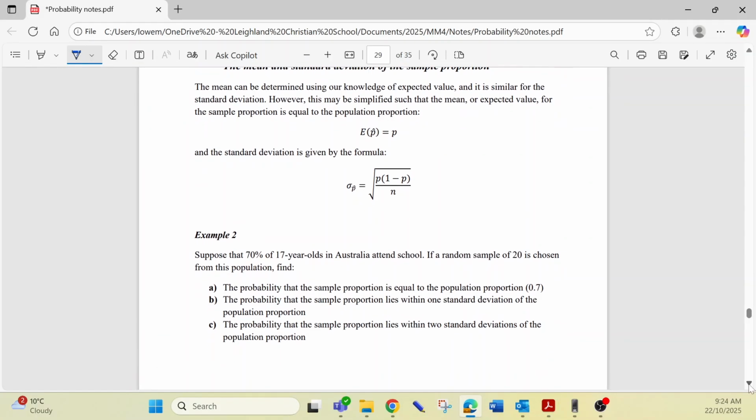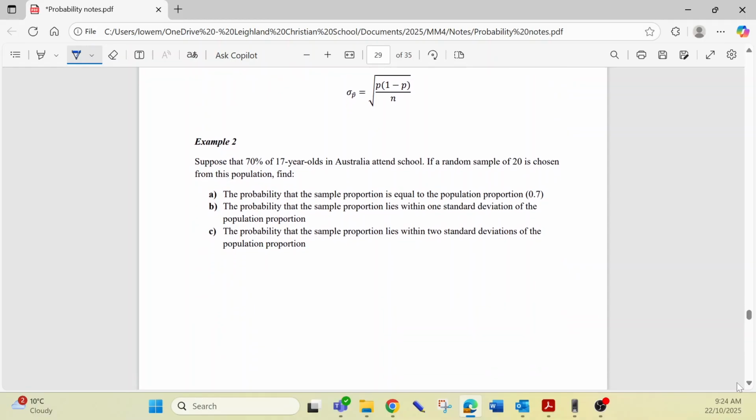All right, so let's continue with this theme of 17-year-olds in Australia attending school. If a random sample of 20 is chosen, we've still got 70% as the population proportion. We want to find the probability that the sample proportion is equal to the population proportion. So what is the probability that our p hat will match p? We are given here n equals 20.